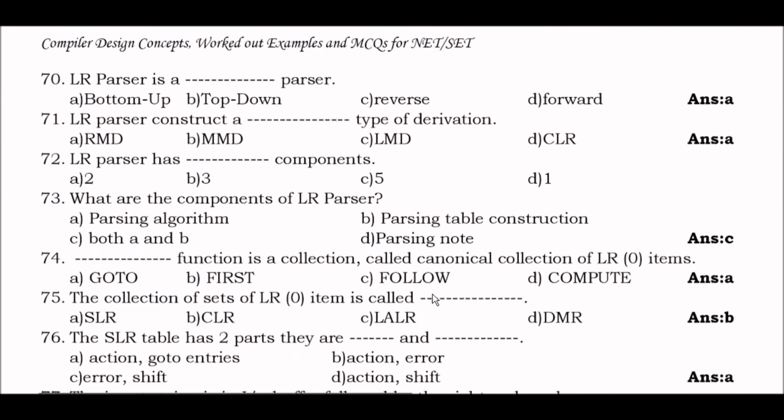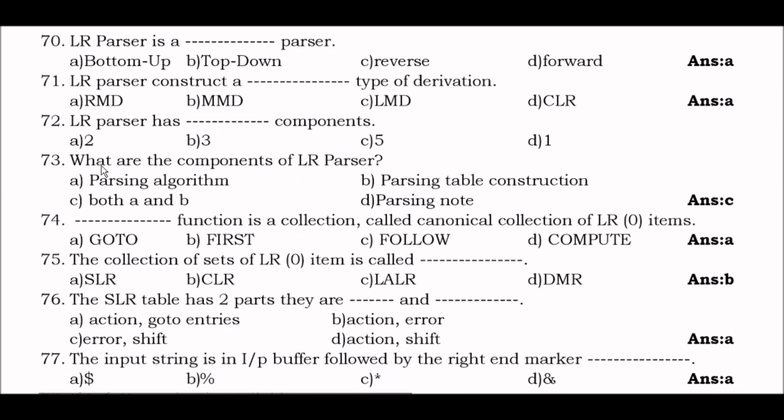Next question, LR parser is a blank space parser. Right answer is option A, bottom up. LR parser is a bottom up parser. Next question, LR parser constructs a blank space type of derivation. Right answer is option A, RMD. RMD stands for rightmost derivation. LR parser constructs a rightmost derivation type of derivation.